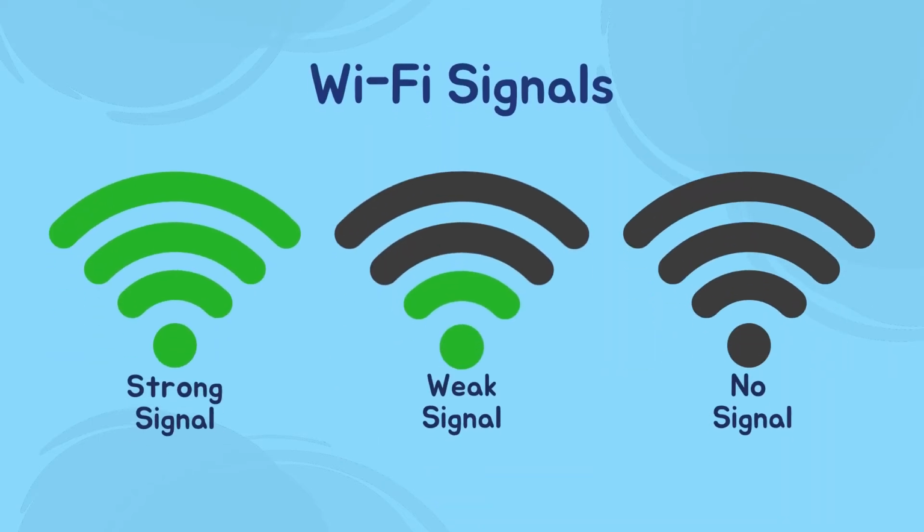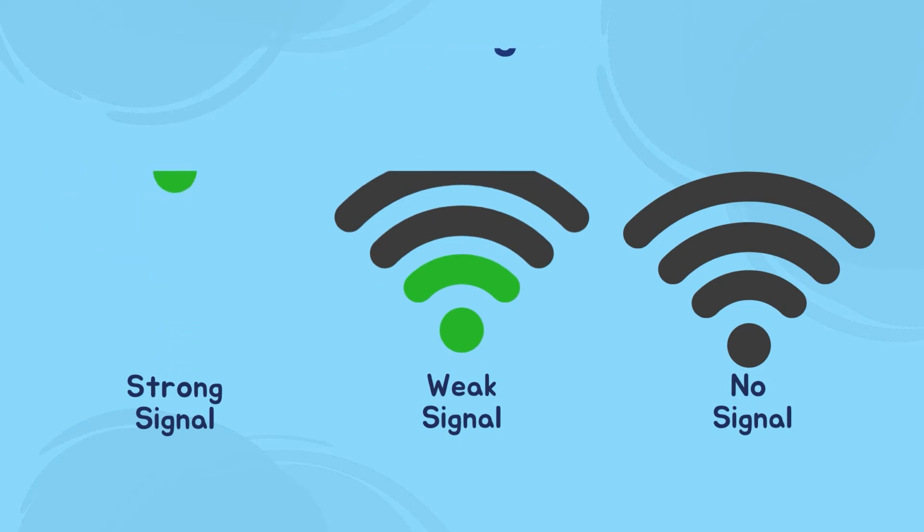Since Wi-Fi is wireless, the signal is very important. Signal means the strength of the Internet connection. If the symbol has only a few bars, then it means that the Internet connection is weak. If the symbol has all the bars, then the Internet connection is strong.